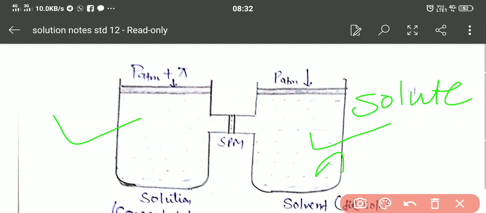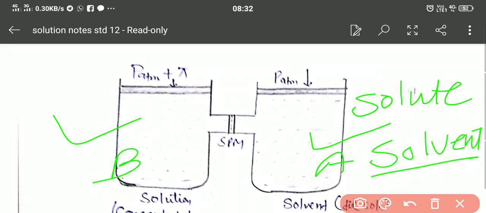So the concentration of solute in chamber A is less compared to chamber B, because here only solvent is present. So I consider it a dilute solution, and this a concentrated solution. So the movement of solvent particles from lower concentration to higher concentration is known as osmosis. Okay. So what is osmosis? Osmosis is the movement of solvent particles from lower concentration to higher concentration.